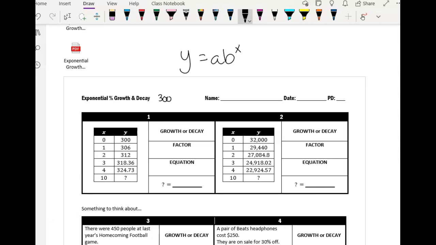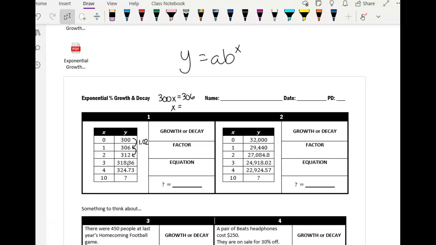So 300 times what is going to give me 306? We can do 306 divided by 300, and we get 1.02. That means if I multiply 300 by 1.02, I'll get 306. Let's test that out. 306 times 1.02 gives 312, and it's technically 312.12, but it's close enough. Then let's do that again, times 1.02.